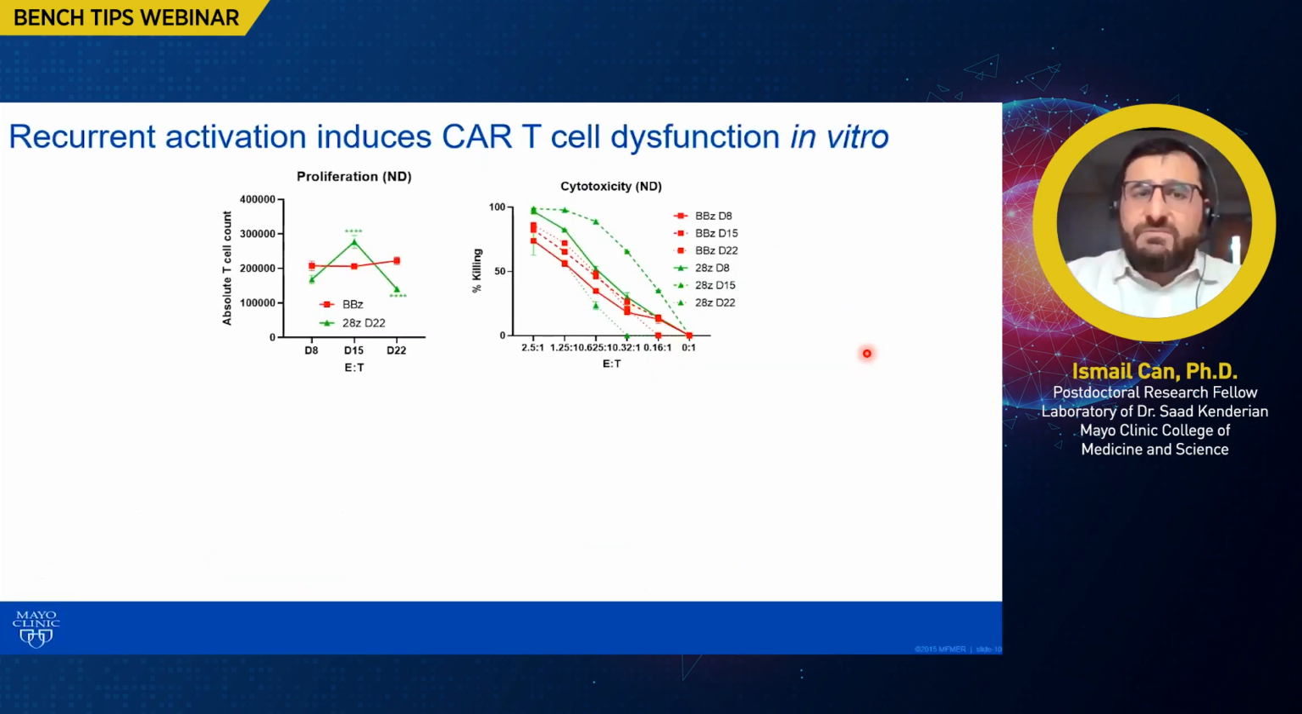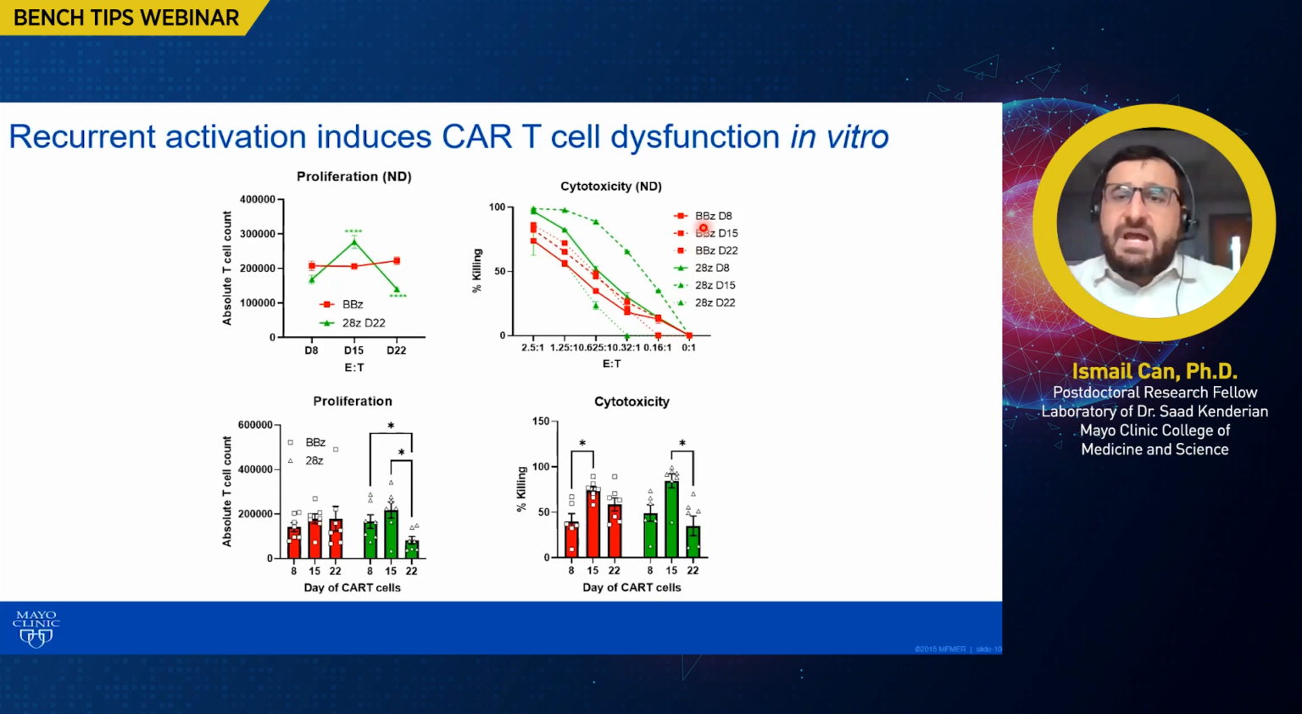And with that, we collected blood samples from normal donors and applied them through the activation cycle. Day 8 are the CAR T cells that are the equivalent of clinical use. After one activation cycle, we have day 15, and after another activation cycle, we have day 22. We looked at the individual donors, this proliferation data and cytotoxicity at different effector to target ratios, for the different CAR T cells that we have, BBZ and 28Z.